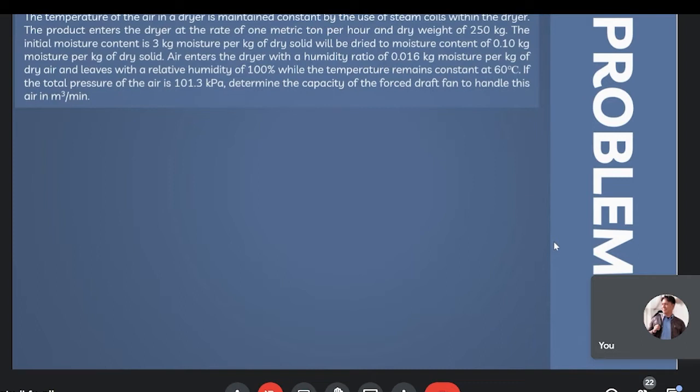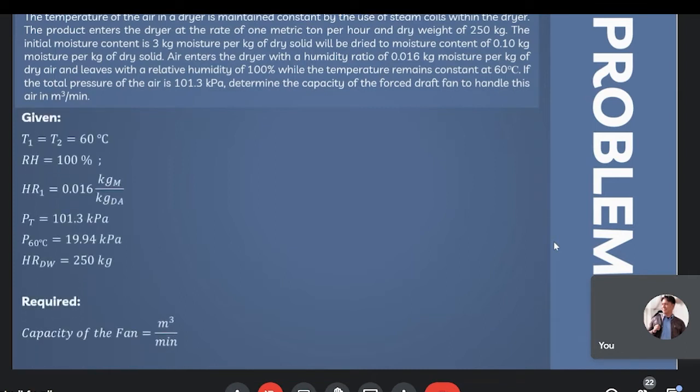Air enters the dryer with a humidity ratio of 0.016 kilogram moisture per kilogram of dry air and leaves with a relative humidity of 100%. When the temperature remains constant at 60 degrees Celsius, if the total pressure of the air is 101.3 kilopascal, determine the capacity of the forced draft fan to handle this air in cubic meters per minute.